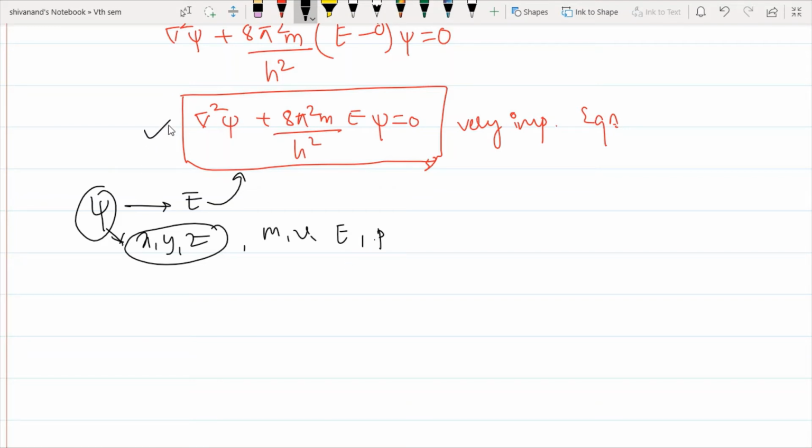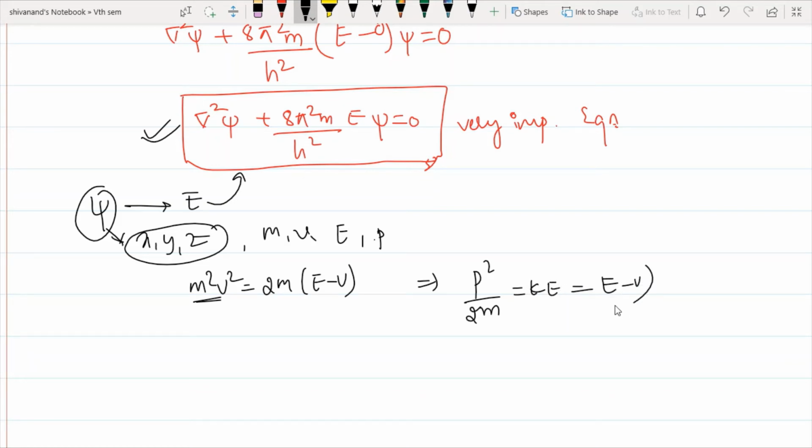So this same equation, the above equation, can be written again in terms of momentum also. As we have derived there, m square v square is equal to 2m times (E minus V), right? So this m square v square is nothing but p square. That is, p square divided by 2m is equal to kinetic energy, and once again that is equal to E minus V. We can express the whole Schrodinger equation in terms of momentum also.